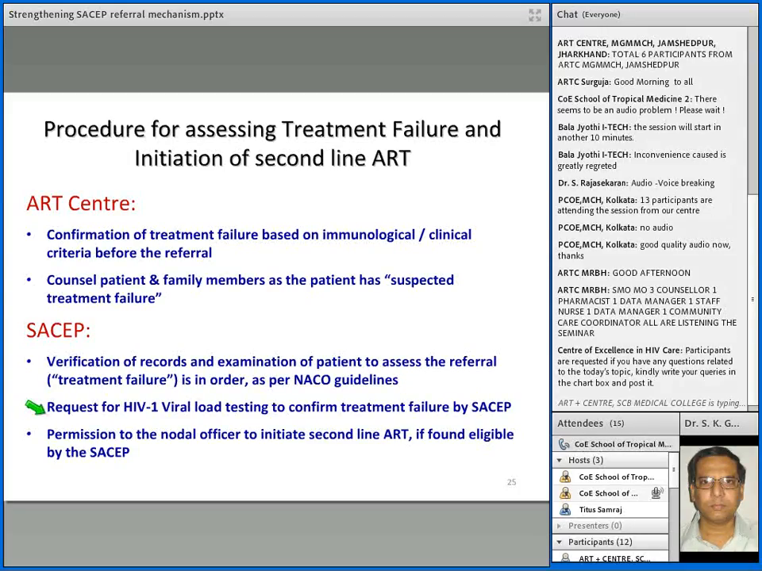The request for HIV viral load testing is done by the SACEP to confirm the treatment failure, because in most of the cases the RTMOs send suspected failures correctly. They send them, and when they are tested, they are found to be eligible for viral load testing. And once the viral load is above 5,000, the guideline says that they join antiretroviral therapy. That should be done.